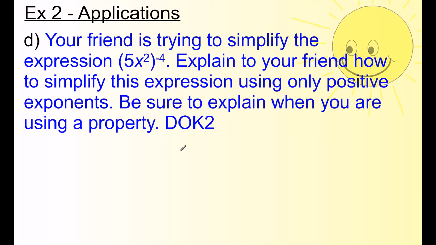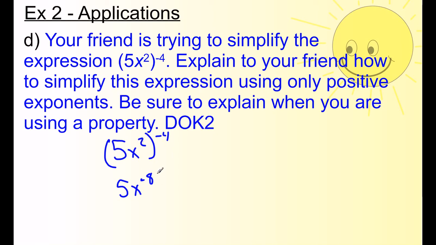Okay, so here's what I would do. 5x squared to the negative 4th. First thing I would do is we're going to have to multiply these together because I want to get rid of these parentheses. So I'm going to take my 5x squared to the negative 4th, which is going to give me 5x to the negative 8.